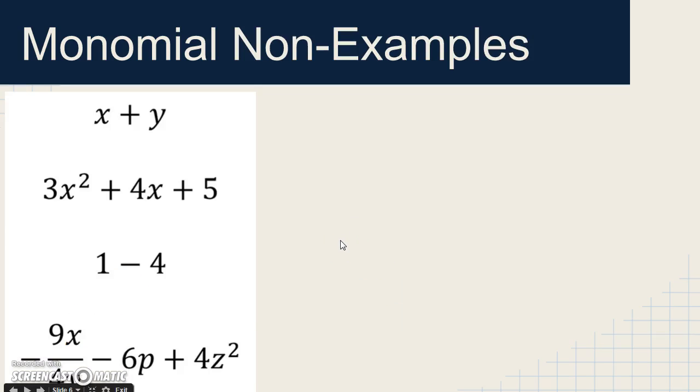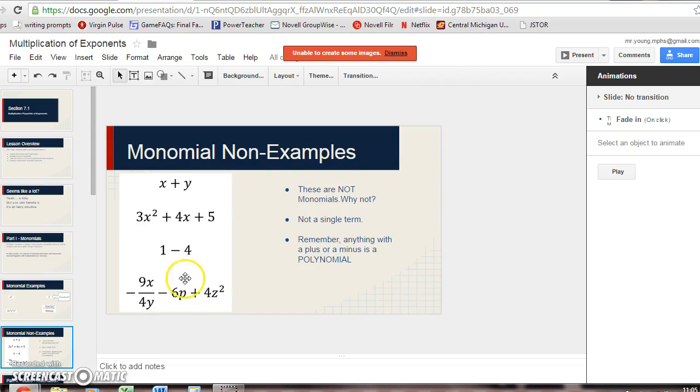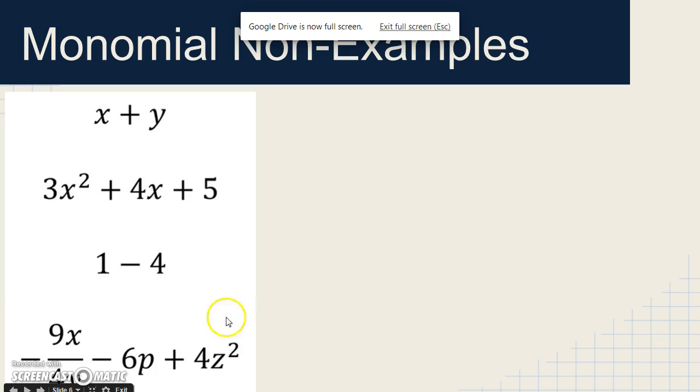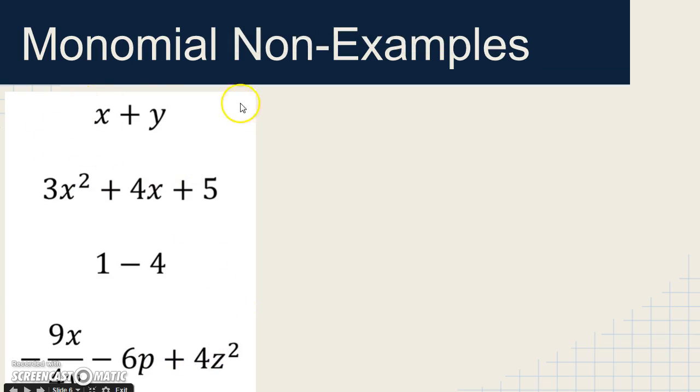Now, these are some non-examples. Note, x plus y, 3x squared plus 4x plus 5, 1 minus 4, negative, let's see, close that thing. Nope, didn't want to do that. Sorry. -9x divided by 4y minus 6p plus 4z squared. Okay? Sweet. These are all non-examples of a monomial.